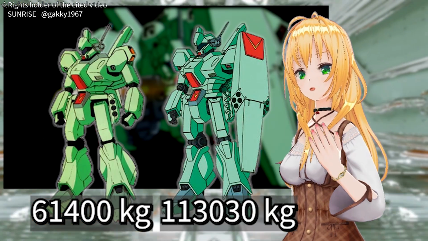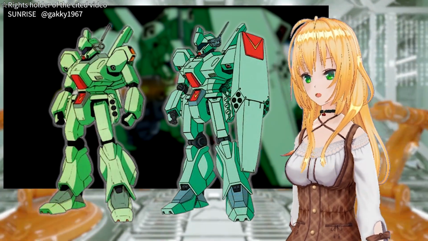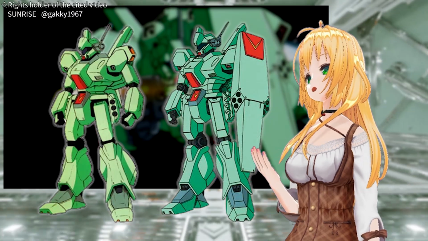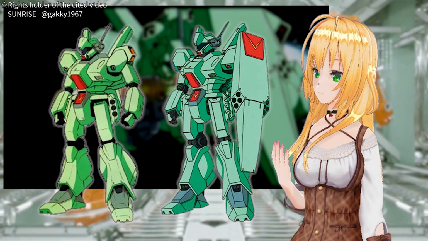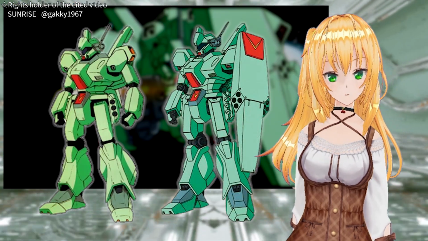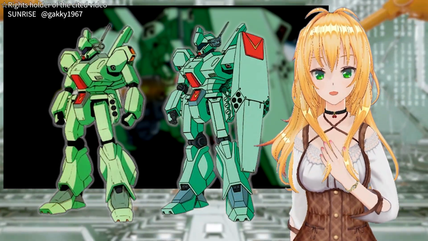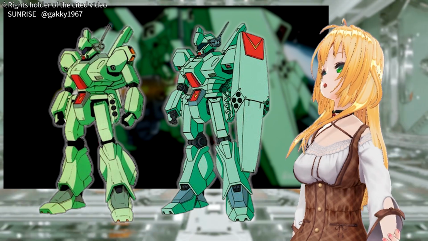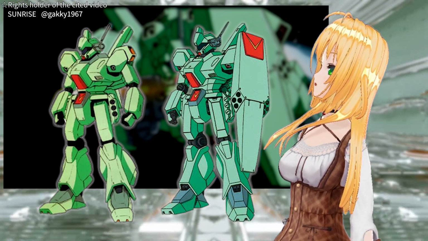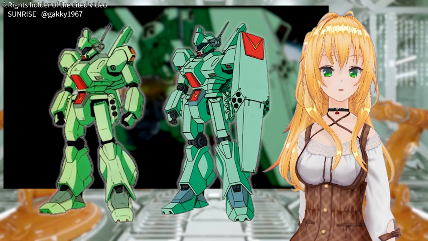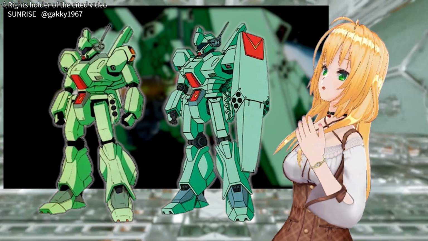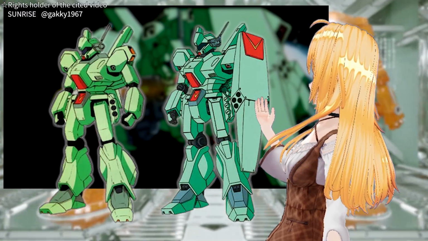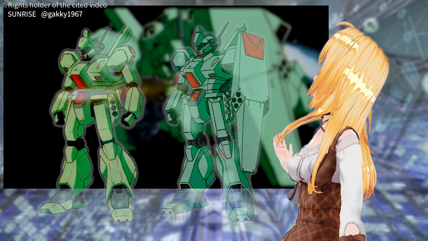113,030 kilograms. While these numbers are impressive, it would be inappropriate to judge everything based solely on them. However, even based on these figures alone, it's clear that the J-type has achieved an extremely significant performance improvement. Although the original Jegan and the J-type look almost identical, it is clear that they are completely different mobile suits.